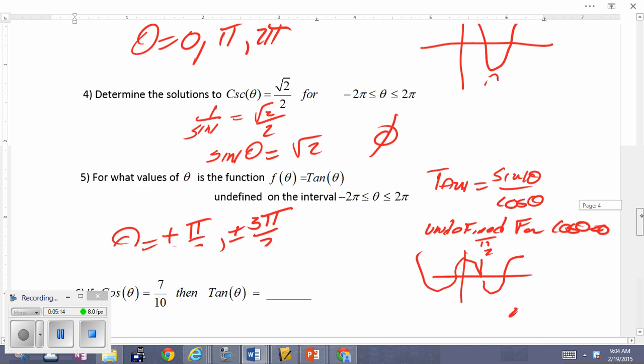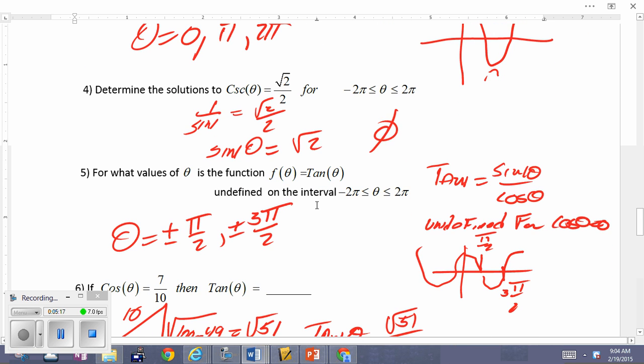Number 5. For what values of theta is the tangent undefined, from negative pi to 2 pi? So remember, the tangent is sine over cosine. We graph the cosine graph. So the tangent is going to be undefined wherever the cosine, the denominator, zeroes out, which is, of course, at pi over 2 and 3 pi over 2, owing to the symmetry of the cosine graph across the y-axis that picks up the negative values. So we have plus or minus pi over 2, plus or minus 3 pi over 2.